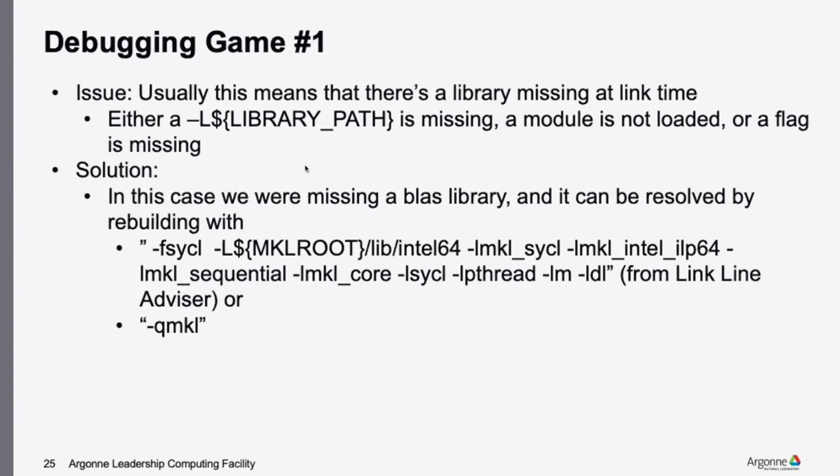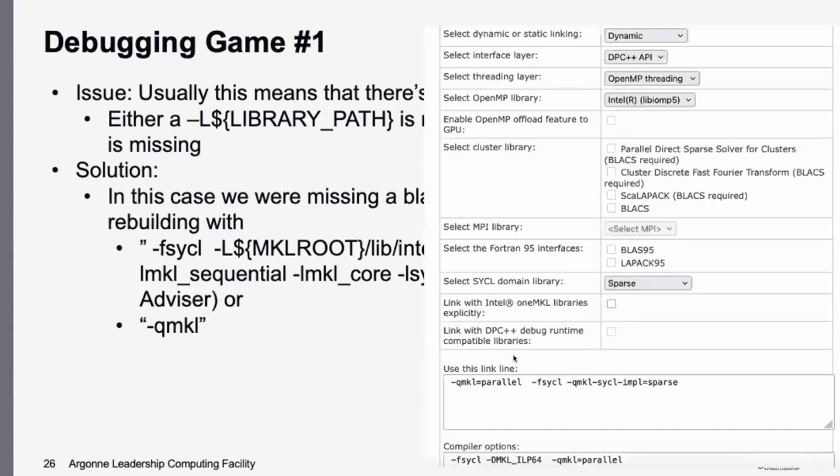So in this case, we were just missing linking in a BLAS library. This can be resolved by rebuilding with the path to the math library. Again, for my OpenMP offload code, if I go to Link Line Advisor, I get the long line with -lmkl_sycl, -lmkl_intel_ilp64, and so on. Or in this case, -qmkl is okay too, but again, we recommend Link Line Advisor. This can also come up with Link Line Advisor if instead of grabbing the link line to compile with, you only grab the compiler option. So just a reminder, if you're using this tool, to grab both the link and the compiler options.